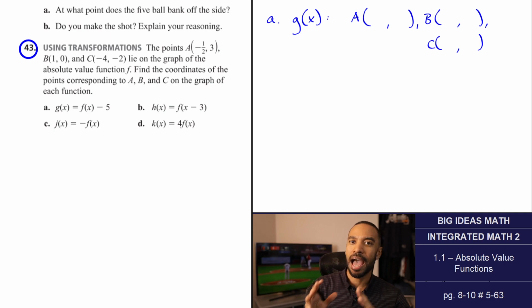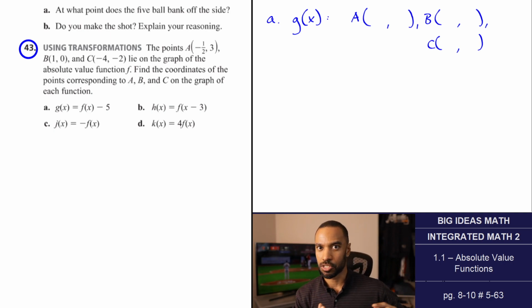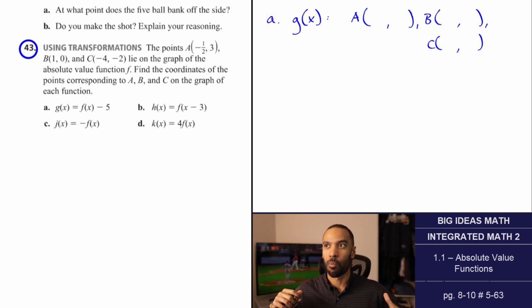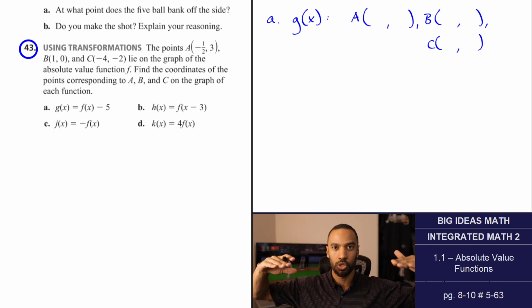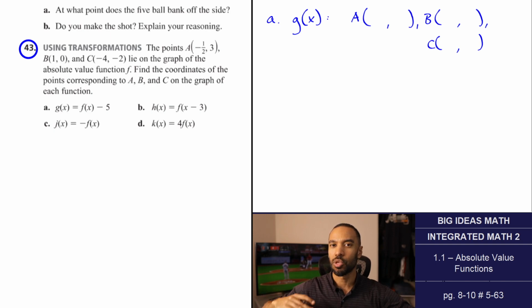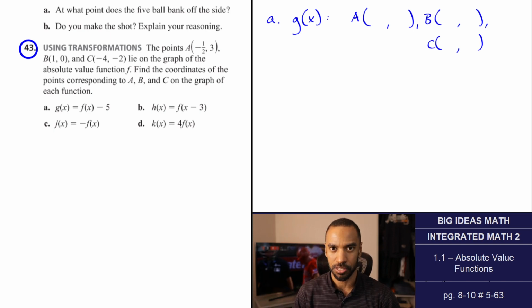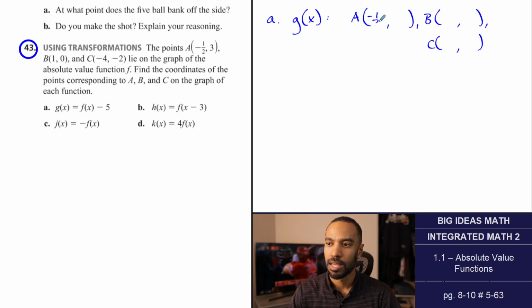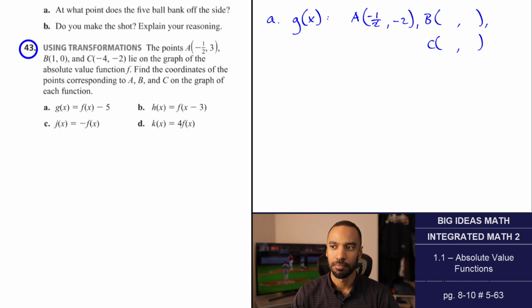The minus 5 is outside of the function as an addition, subtraction. That represents k. That means everything's being shifted, translated down 5 units. That means the y values are becoming 5 less than they were. If A was originally negative 1/2 comma 3, now it's negative 1/2 comma negative 2. 3 minus 5. All the y values are going to become 5 less than what they were.